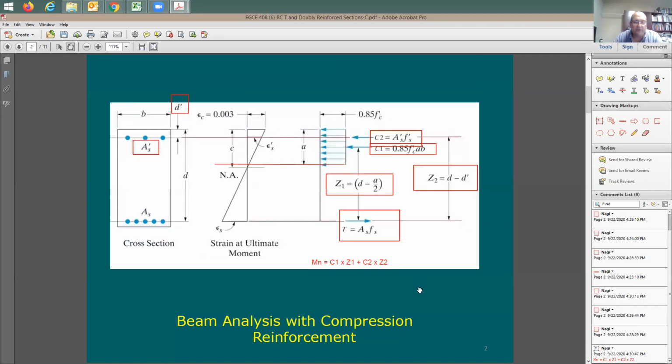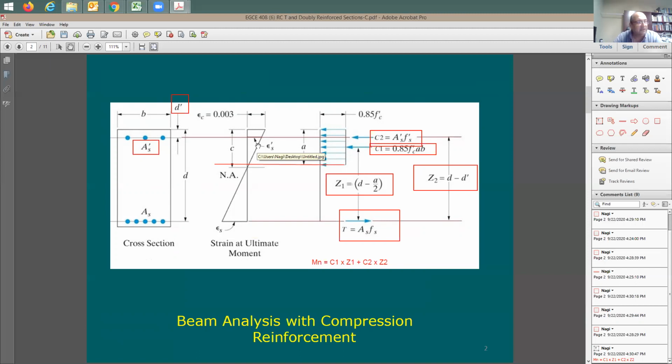All right, now back to our equations here. So I guess the equations are simple. We don't know how much is epsilon s. We don't know how much is this epsilon s prime. So as usual, we like to simplify the analysis. So I'm going to assume that the tensile steel is yielding and the compression steel is yielding.